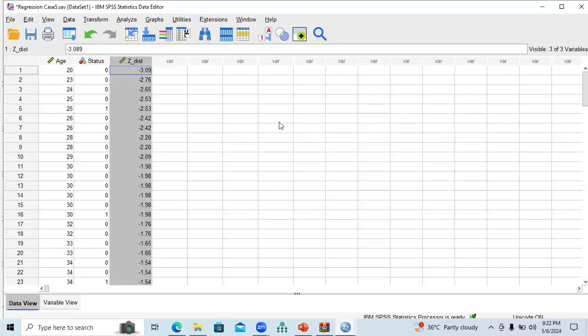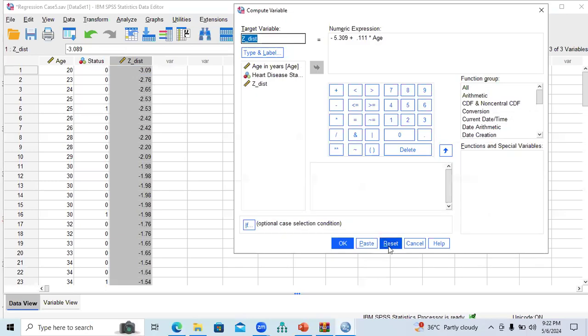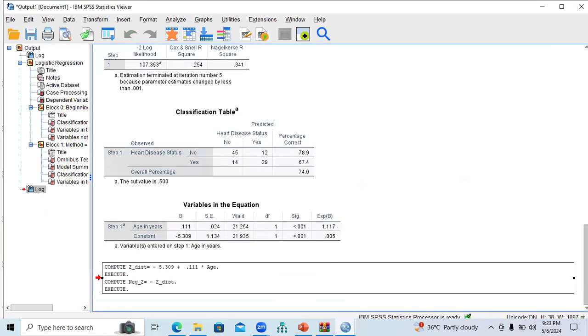As we have created Z distribution, so go to Transform, go to Compute, reset here, and you need to write here negative Z. So how can we compute it? You just need to place a negative sign from here, and then you double click on Z distribution. Now it will make it a negative Z distribution because it is already negative. So negative multiplied by negative will make it positive. So click on OK and check whether the command is executed.